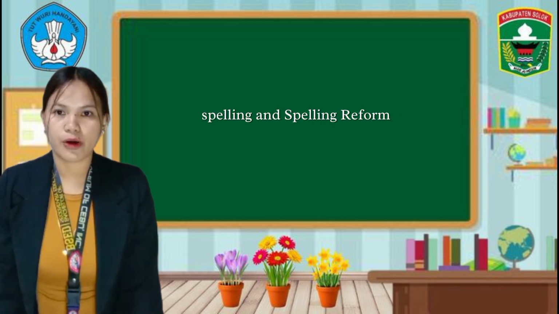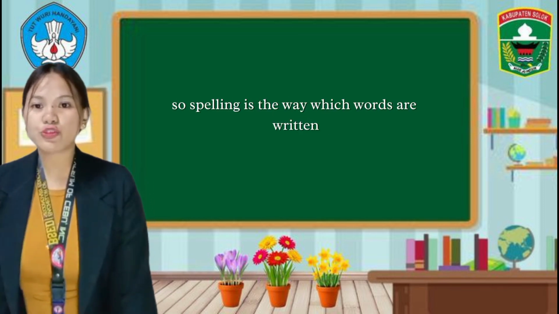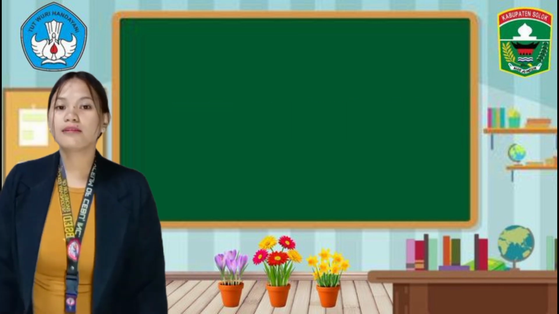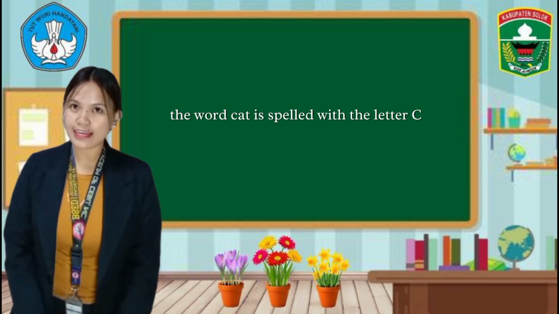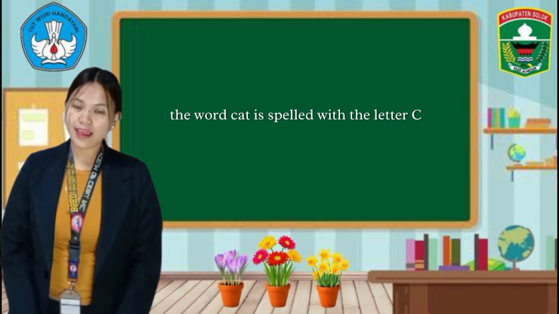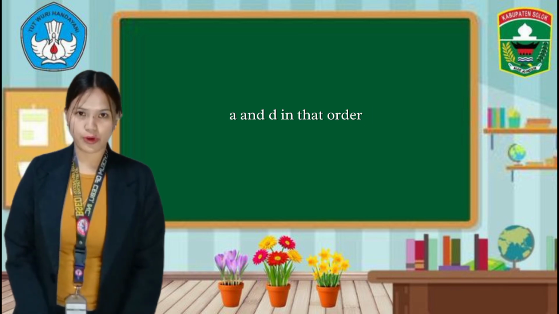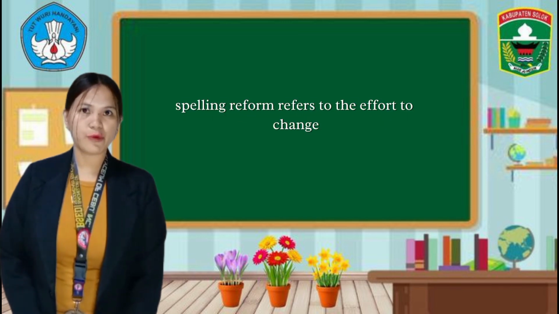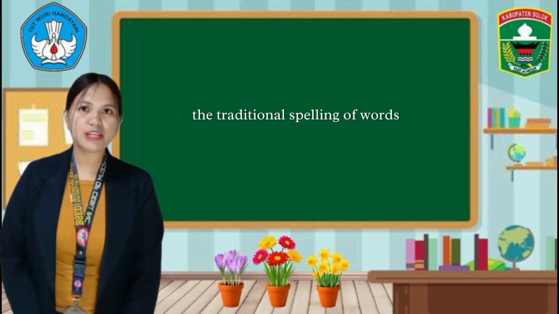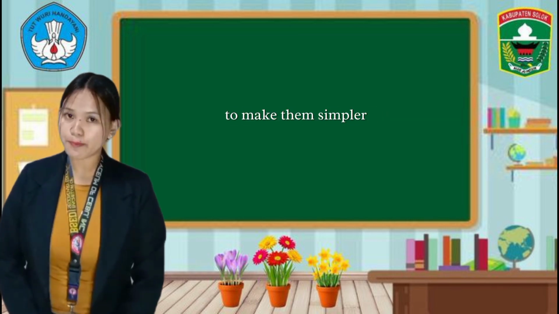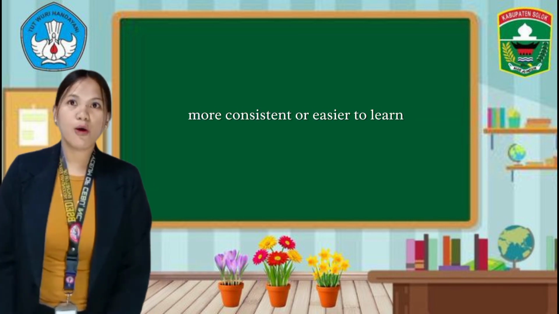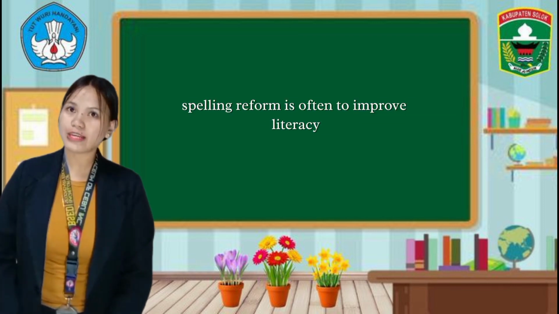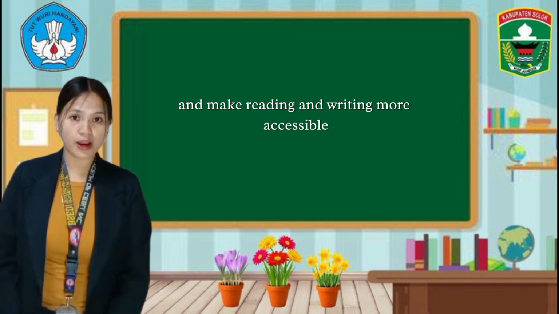Spelling and spelling reform. Spelling is the way in which words are written using the correct letters and in correct order. For example, the word cat is spelled with the letters C, A, and T in that order. Next we have spelling reform. Spelling reform refers to the effort to change the traditional spelling of words to make them simpler, more consistent, or easier to learn. The goal of spelling reform is often to improve literacy and make reading and writing more accessible.